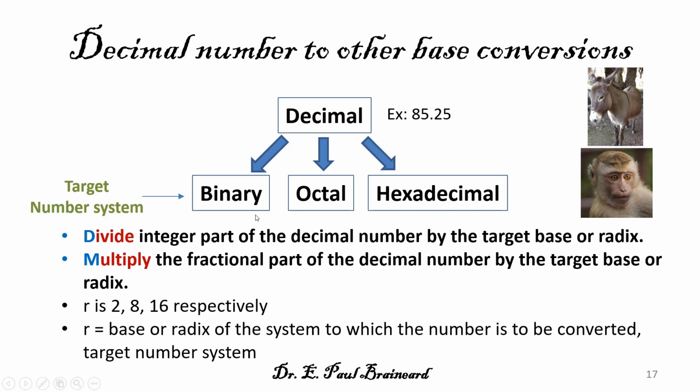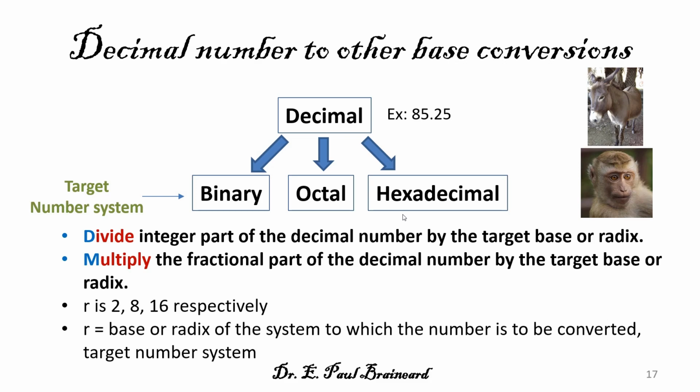The rule to be followed while converting from decimal to binary, octal or hexadecimal is: divide the integer part with the target base, and multiply the fractional part with the target base. So you have to follow the divide and multiply rule. Just to remember, the "donkey monkey" rule, with first letters D and M.